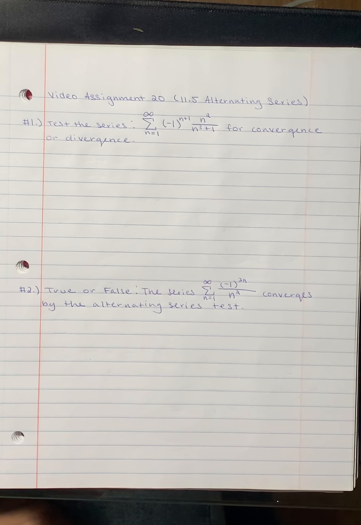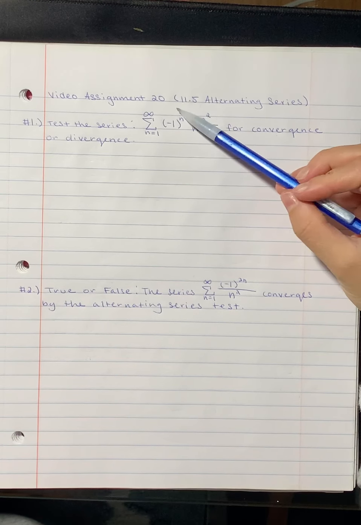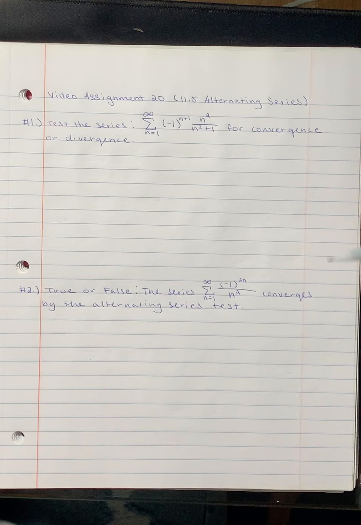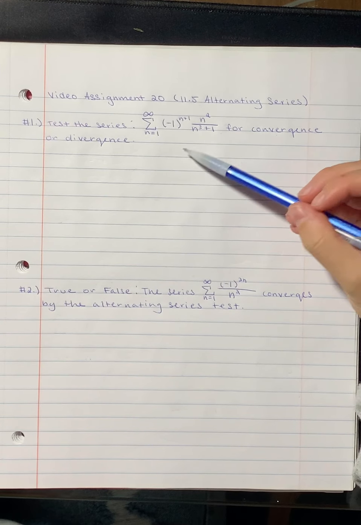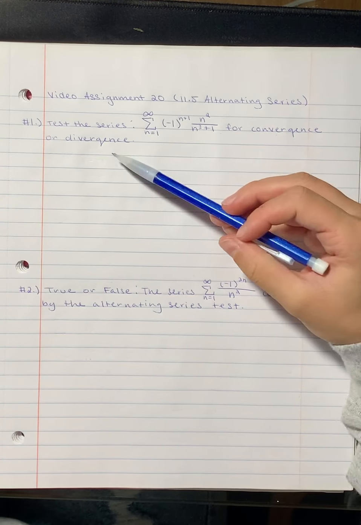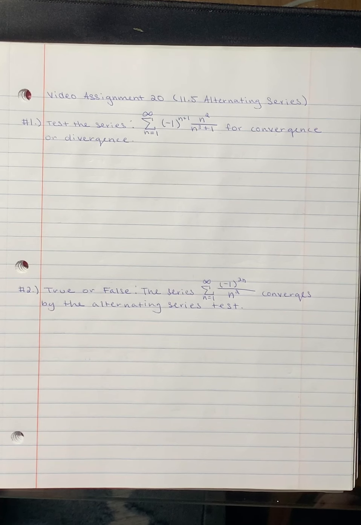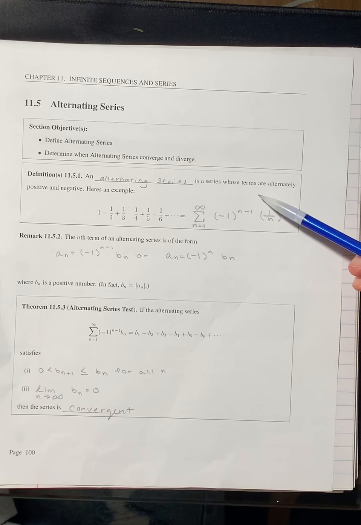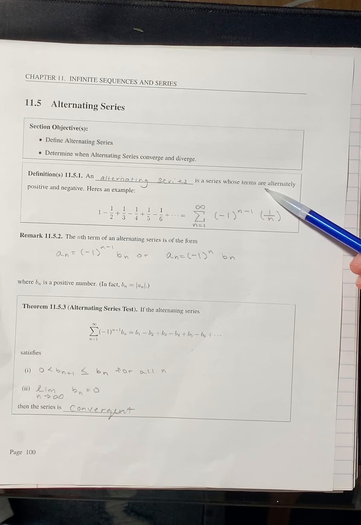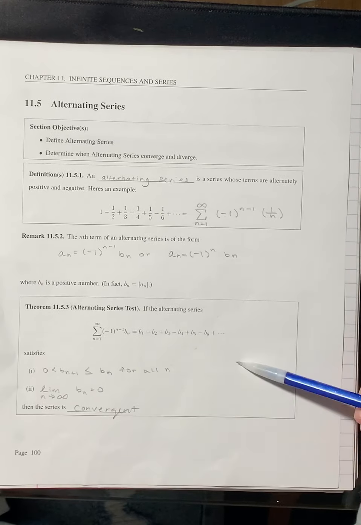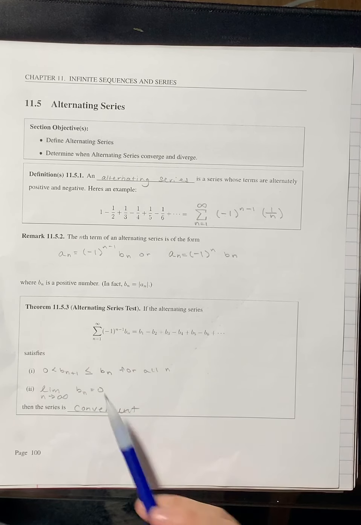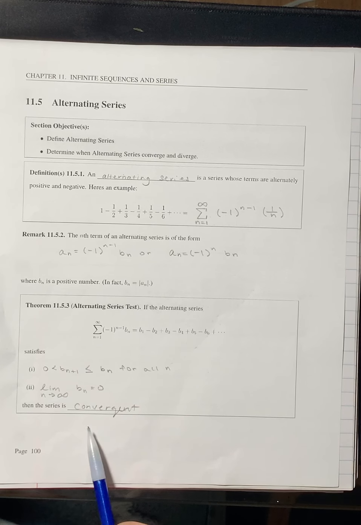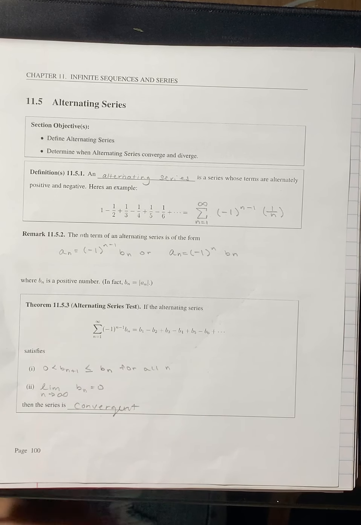Hi guys, so today I'm going to be talking about assignment 20, which is 11.5 alternating series, in which for the first question it's asking us to test this series here for convergence or divergence. And just to recap on the notes, an alternating series is a series whose terms are alternately positive and negative. And so if we look down here for the alternating series test, the series has to be decreasing and the limit has to be approaching zero in order for it to be convergent.